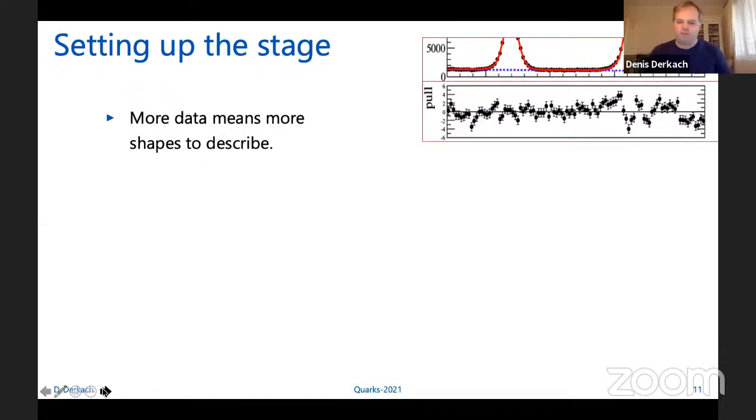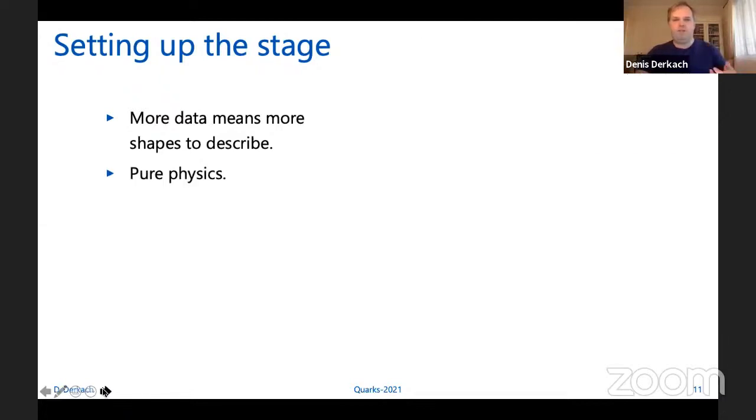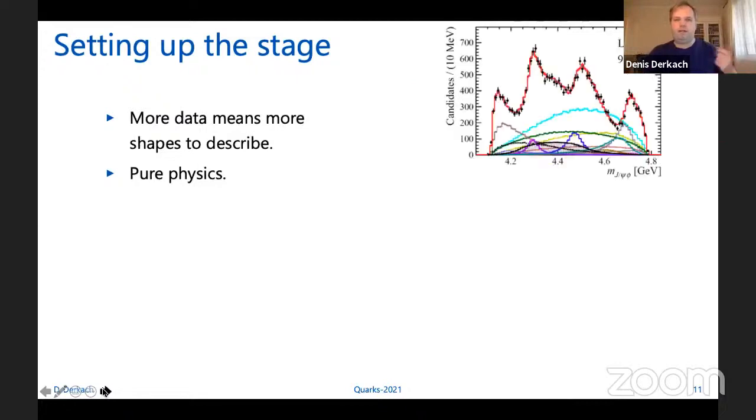You see there is a structure here, which is probably connected to a bad description of the signal. And there are also some structures here and there. For example, here you have a 3 sigma difference between data and fit. This is most probably connected to something which was not well described in our model. This is a problem, but probably these shapes are actually interesting because they can be physics shapes, like here, for example, in a Dalitz plot. This is a nice result from LHCb.